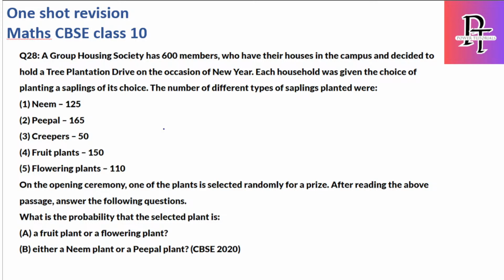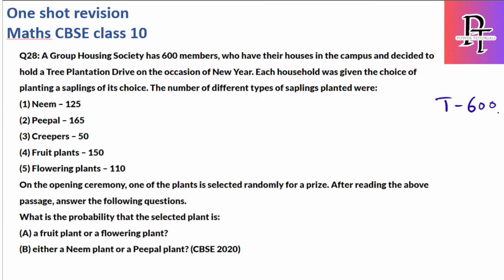Let's solve it. So what they are saying in the question, we have a group housing society has 600 members. So always remember the only step which I follow. First I will write the total. Who have their houses in the campus and decided to hold a tree plantation drive on the occasion of New Year. Okay, on the New Year they want to plant some trees. So it's a good one. So let's see what they are doing. Each household was given the choice of planting a sapling of its choice. So they can plant however they want.